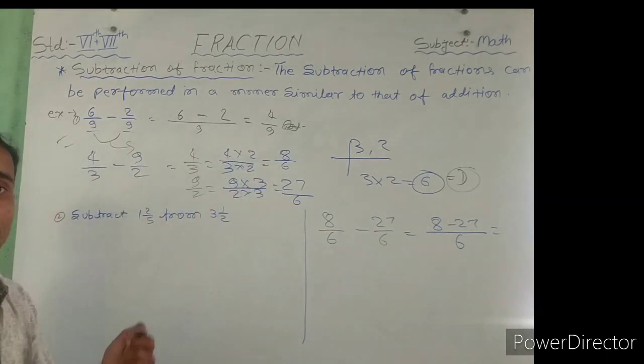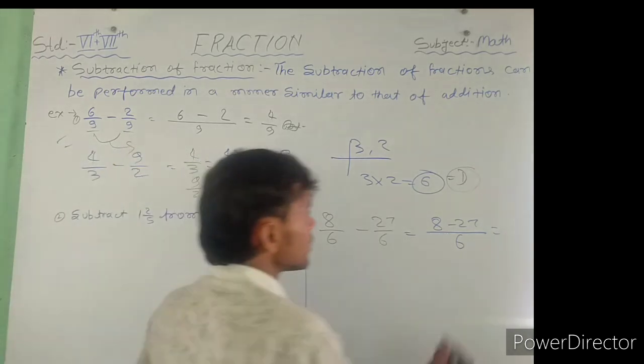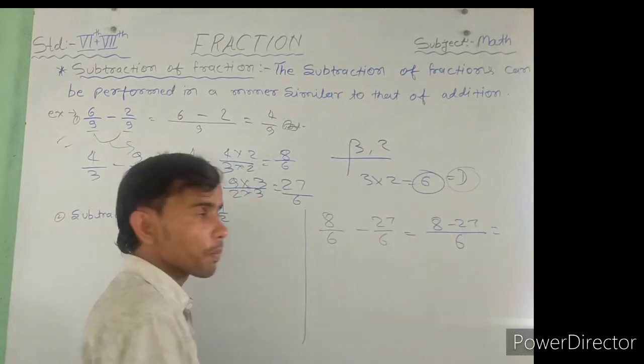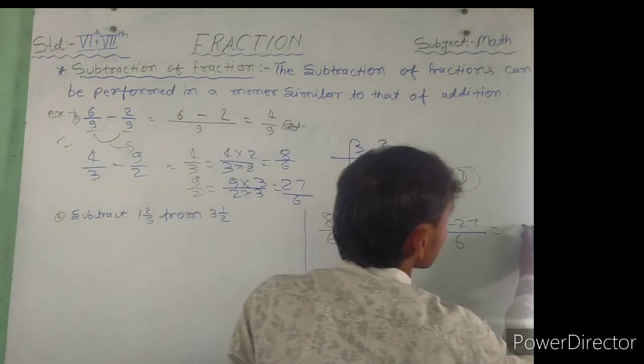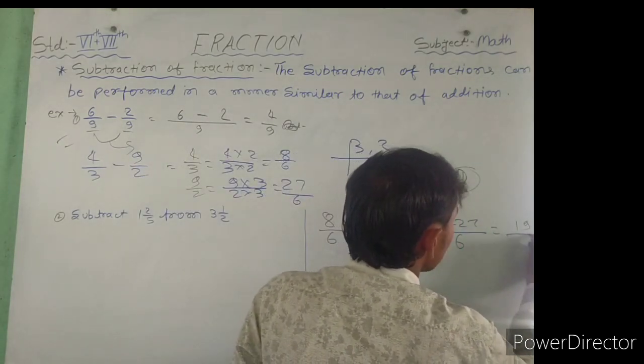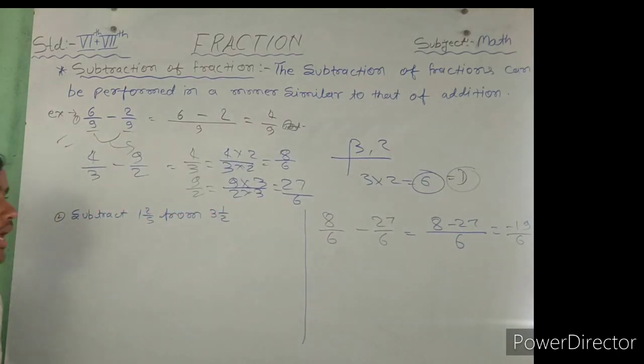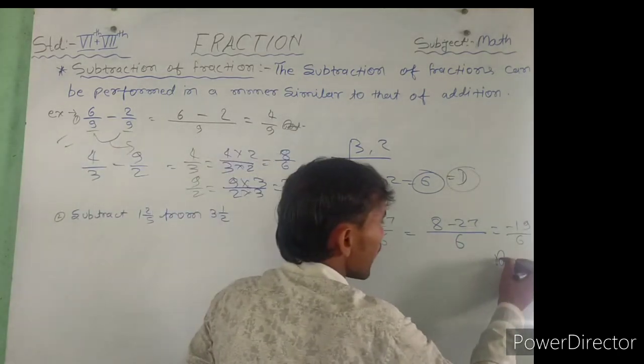That answer comes in minus. So you take minus. It means 27 by 7, 28 by 17 minus 9 and 1 minus 19 by 6. Minus 19 by 6, that's your answer.